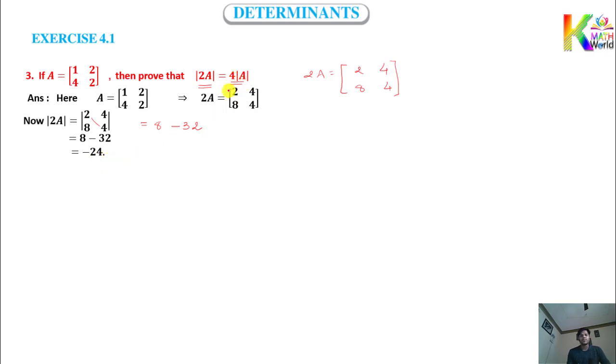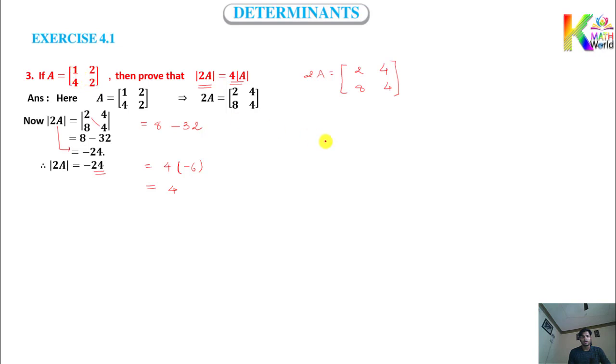What you have to prove? 4 into modulus of A. So outside 4 requires. So separate 4 from this one. So what can you write for this one? Determinant of 2A equals minus 24, that you got. Now separate 4 from this one. So 4 into, you got how much? 4 into minus 6. You can write this minus 24 as 4 into minus 6. So 4 into, what about minus 6? See the value of determinant of A.